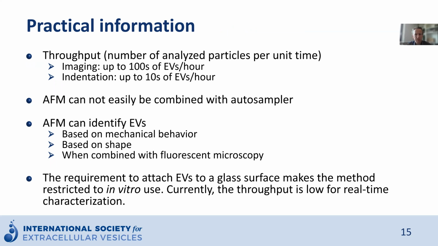Some more practical information for performing AFM experiments. So the throughput I already briefly mentioned on the first slide, but it's relatively low. AFM can, to my knowledge, not be easily combined with autosampling. AFM can identify EVs based on the mechanical behavior, those two discontinuities that I described a couple of slides before, or based, for example, on the shape, or, for example, when combined with fluorescence microscopy.